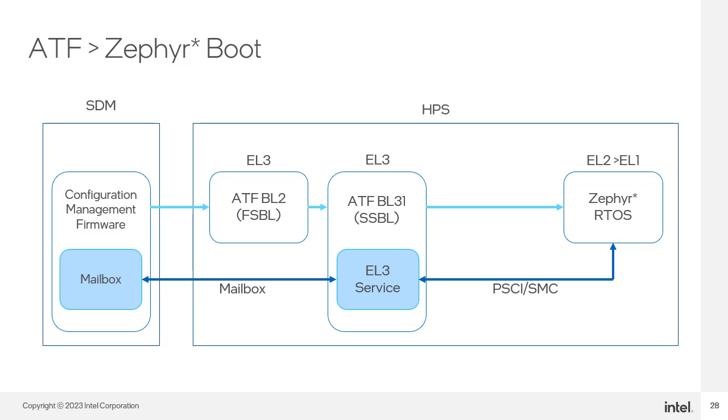3. The ATF-BL2 jumps to ATF-BL31. 4. The ATF-BL31 sets up the GIC, EL3 environment, and initializes the PSCI services. 5. The ATF-BL31 jumps to the Zephyr RTOS.